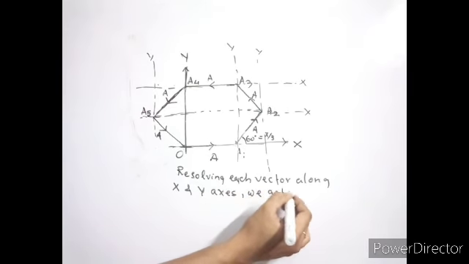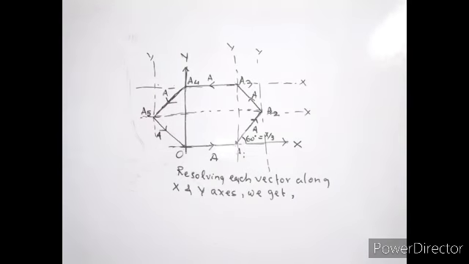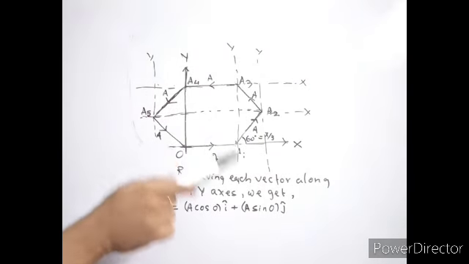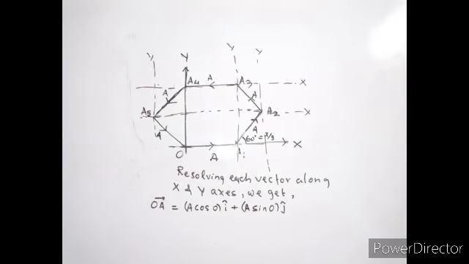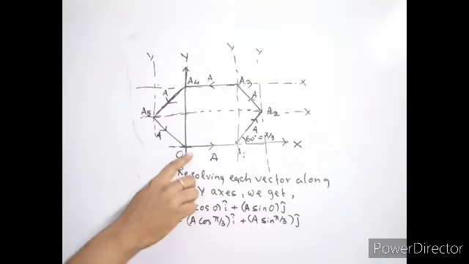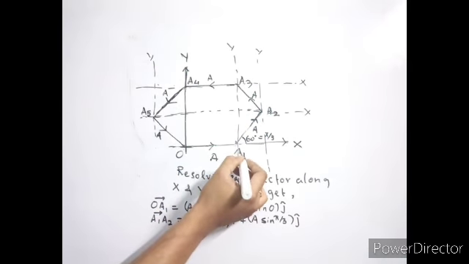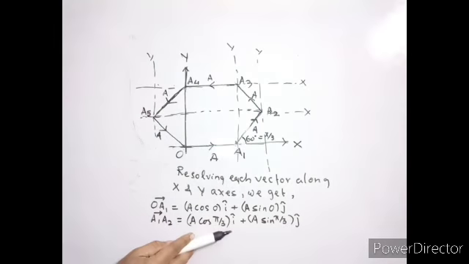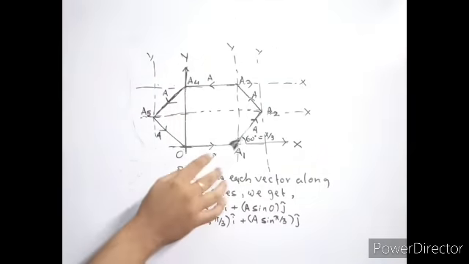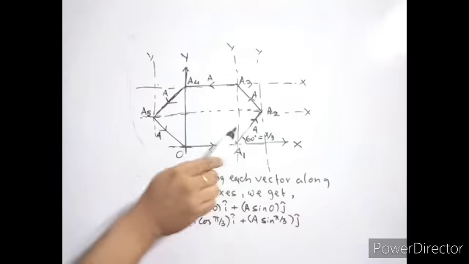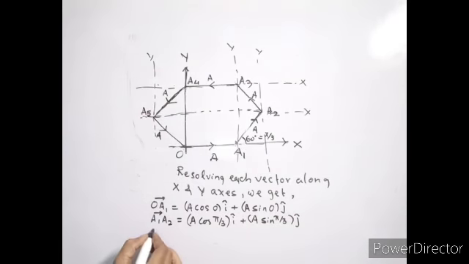what do we have over here? That is the OA vector. The first one is along the x-axis, so the angle is 0 with respect to the x-axis, so the sine component does not exist, but we can write that: a cos 0 i cap, a sin 0 j cap. Then we have the A1A2 vector, making an angle of 60 degrees, that is pi by 3, with respect to the x-axis: a cos pi by 3 i cap, and then a sin pi by 3, the vertical component along the y-axis, j cap.